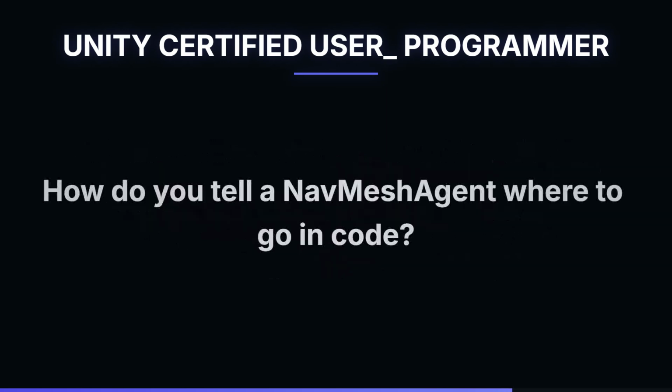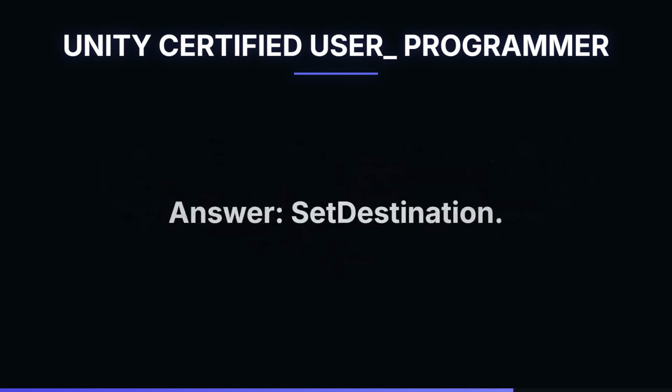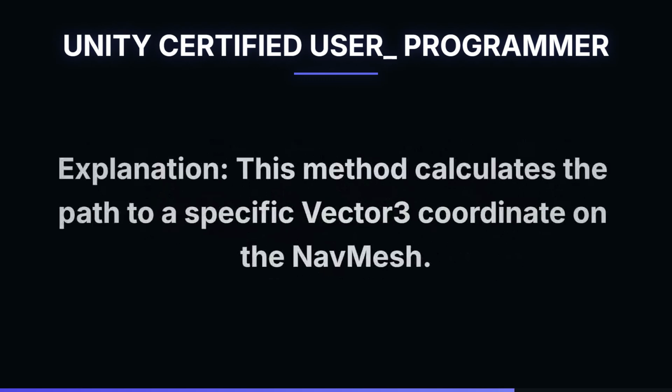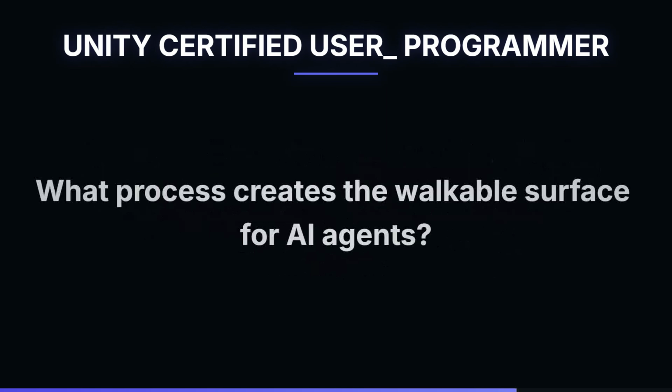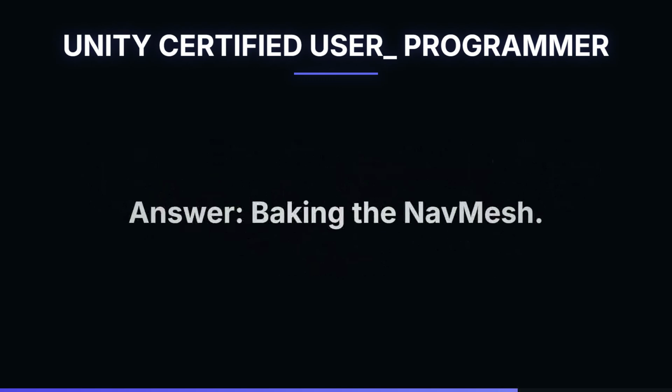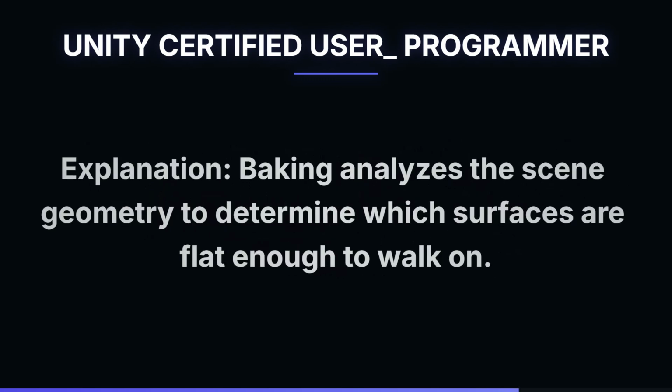4. How do you tell a NavMesh agent where to go in code? Answer: set destination. Explanation: this method calculates the path to a specific Vector3 coordinate on the NavMesh. 5. What process creates the walkable surface for AI agents? Answer: baking the NavMesh. Explanation: baking analyzes the scene geometry to determine which surfaces are flat enough to walk on.